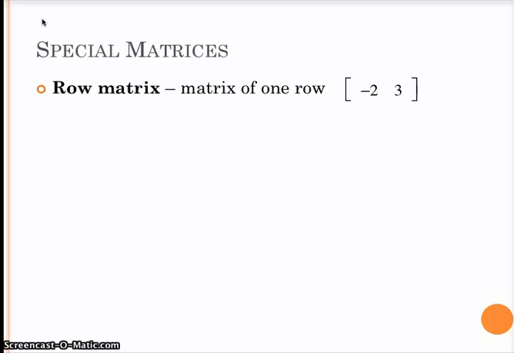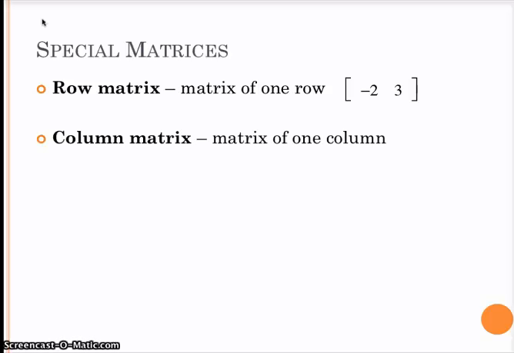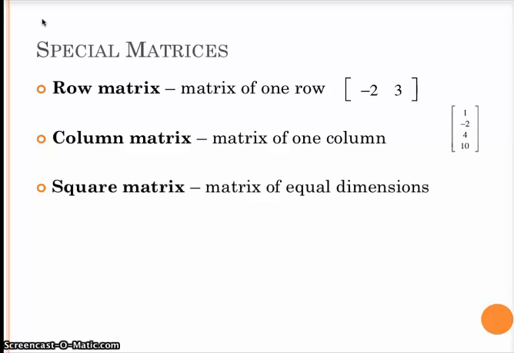If there's a row matrix, well then you guess what the next thing would probably be. A column matrix. And a column matrix is made up of only one column, but it could have as many rows as you want. Here's an example of that. This would be a 4 by 1 matrix because there's 4 rows, but only one column going straight down. 1, -2, 4, 10.